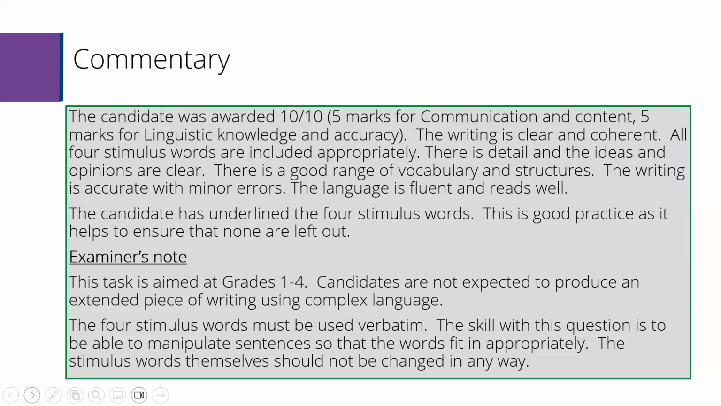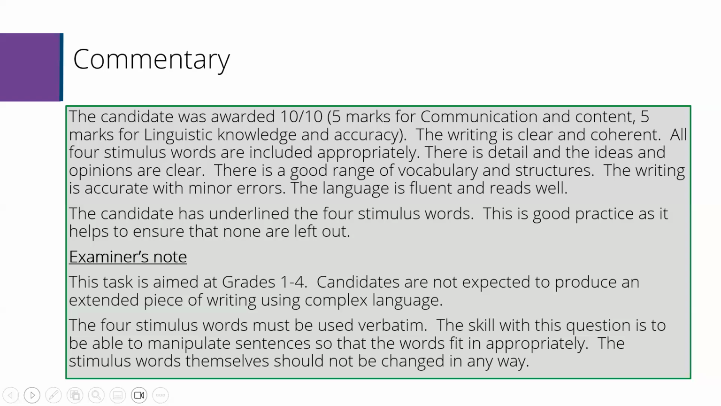Let's just, however, clarify and talk about the sort of outcomes that we're talking about. This is a task that's aimed at grades 1 to 4. So candidates are not expected to produce an extended piece of writing using complex language. The 4 stimulus words, here we've got it, must be used verbatim, so exactly as they appear. The skill with this question is to be able to manipulate sentences so that the words fit in appropriately. The stimulus words themselves should not be changed in any way.